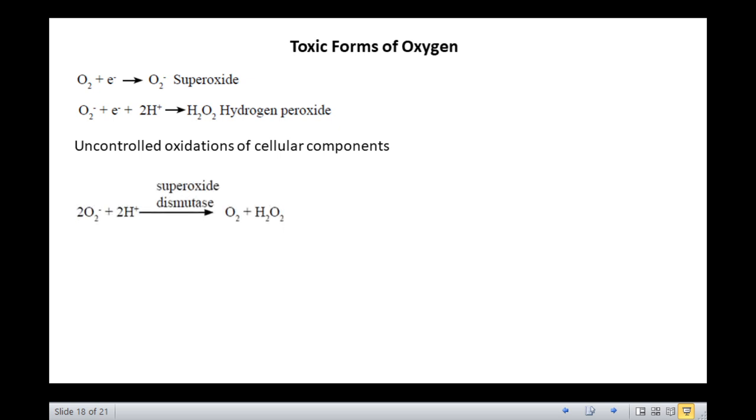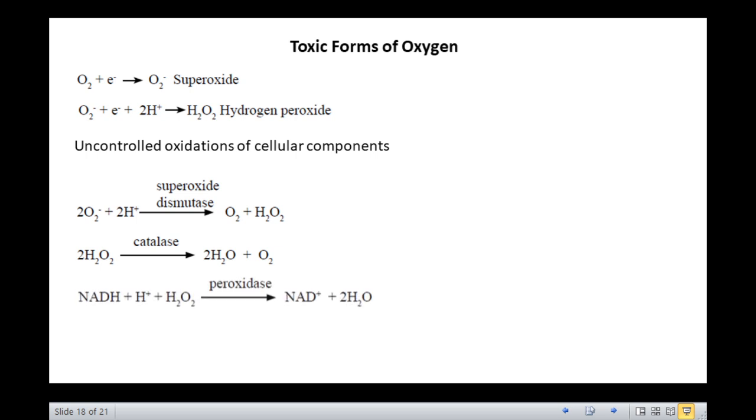Superoxide is detoxified by superoxide dismutase, which combines two superoxide molecules forming hydrogen peroxide and oxygen gas, and is present in all organisms capable of surviving in air. Hydrogen peroxide is dealt with by the enzyme catalase, which takes two hydrogen peroxides and forms one molecule of water and one molecule of oxygen. Aerotolerant anaerobes have peroxidase instead of catalase, reducing hydrogen peroxide with NADH plus H plus and producing water.